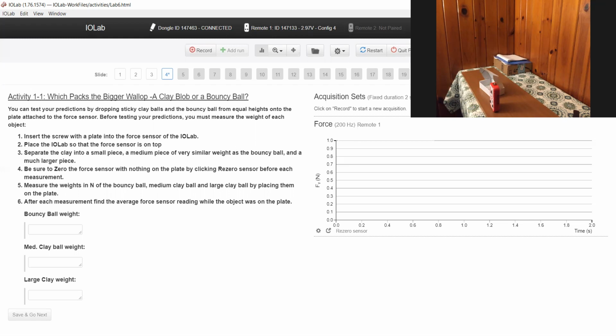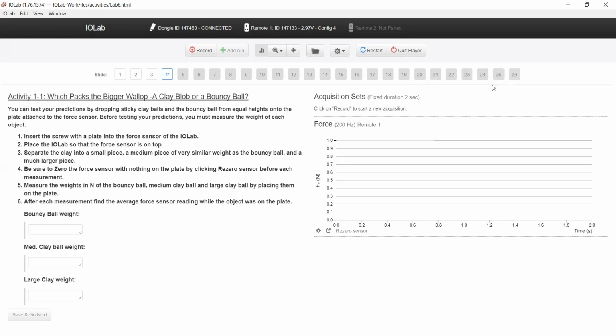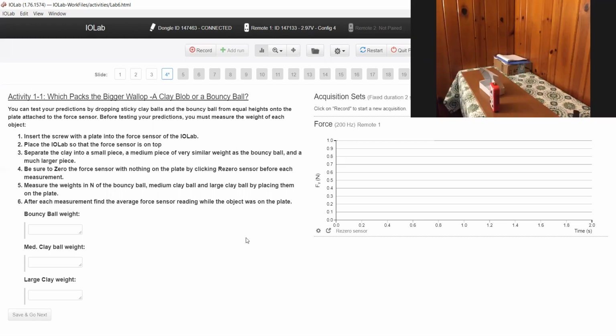Once you have the clay, I'll keep it here for now. Place the IOLab so that the force sensor is on top. The force sensor is right here, that's the top. Then separate the clay into small pieces. Make a clay piece and a medium piece with about the same weight as the bouncy ball. We'll make one the same as the bouncy ball, one double, and one much larger, so we can make three of them.